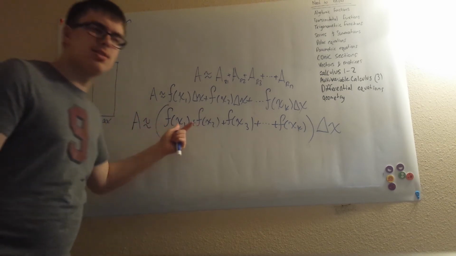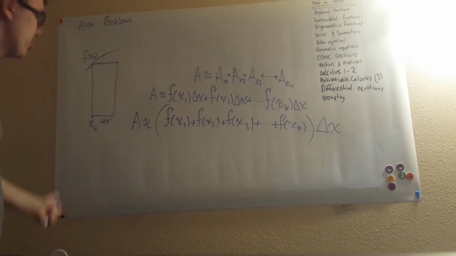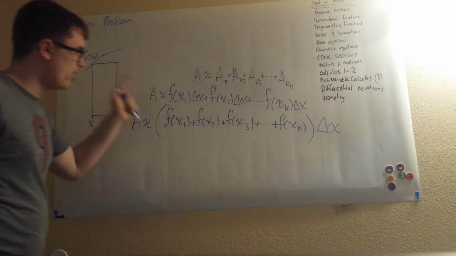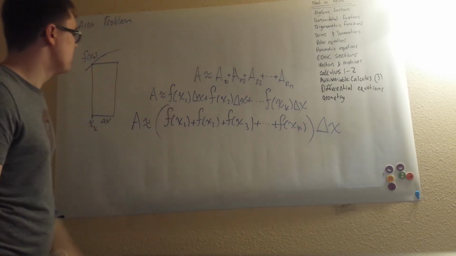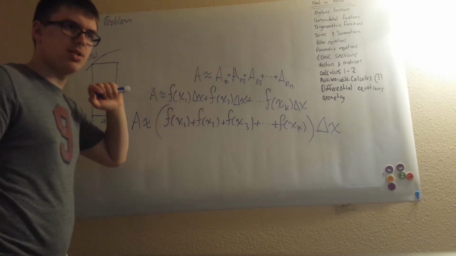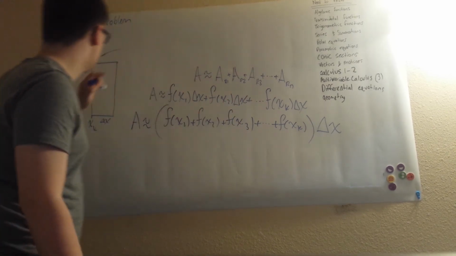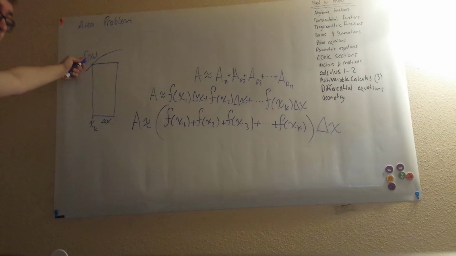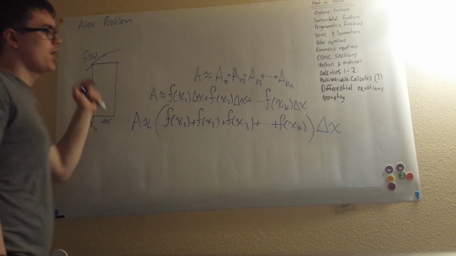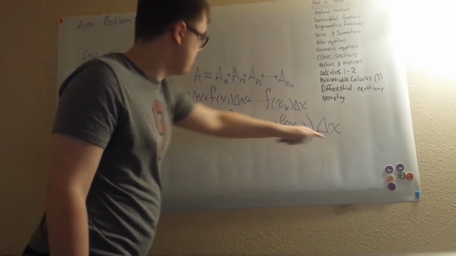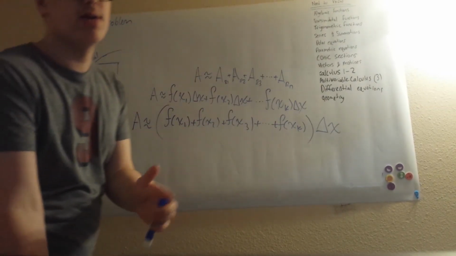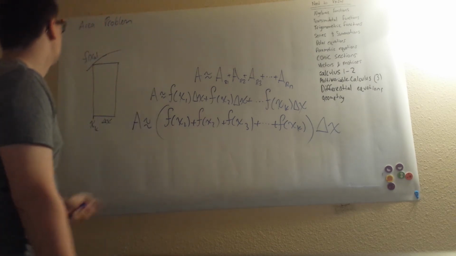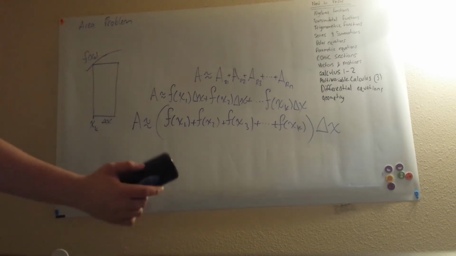Where does the x sub 1 come from? Well, it's the x position of your first rectangle, the x position of your second rectangle, the x position of your third one. On the left side, the height of the function is f of that x position. That's the height of your rectangle, right? The base is always delta x. We're going to get all our rectangles equal width.